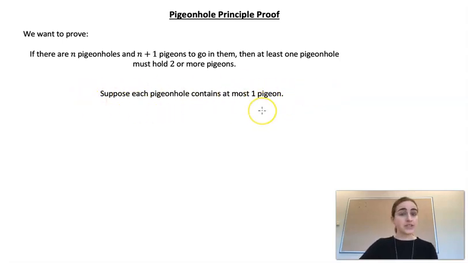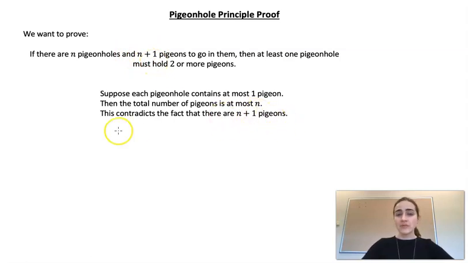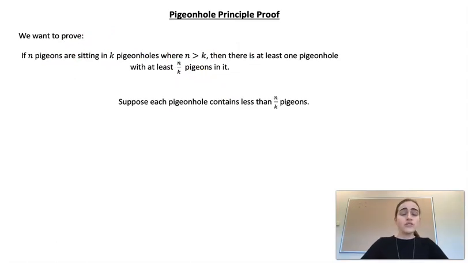So suppose each one does contain at most 1 pigeon. That then means that the total number of pigeons is at most n. If we have n pigeonholes and there's at most 1 pigeon in each of those, then we can only have a maximum of n pigeons. This contradicts the fact that there are actually n plus 1 pigeons, which is what we started with. Because this can't be true, because of that contradiction, this proves our statement that it must hold 2 or more pigeons. We're going to use a similar method to prove the more generalized version.